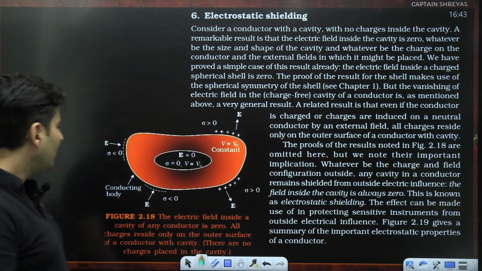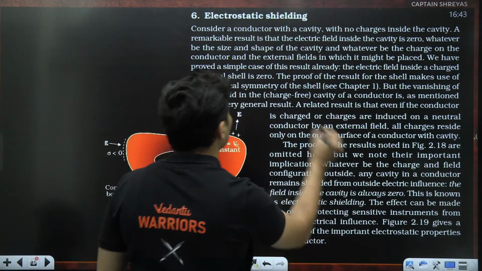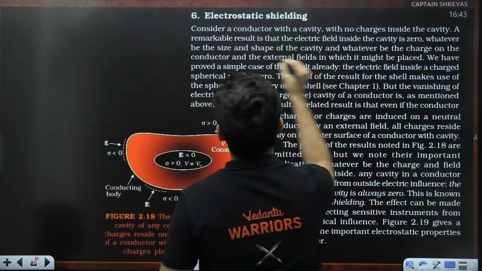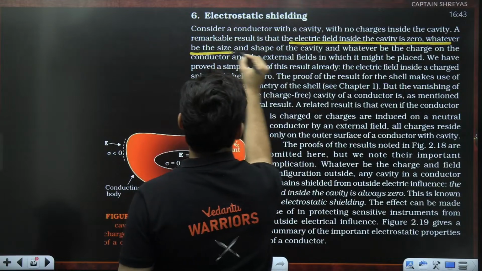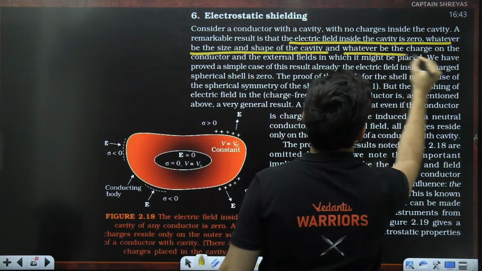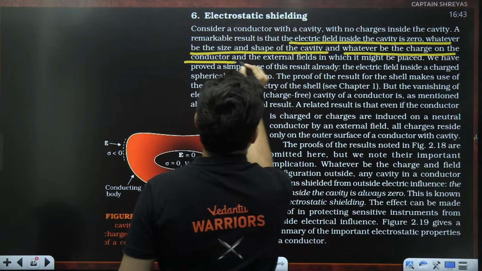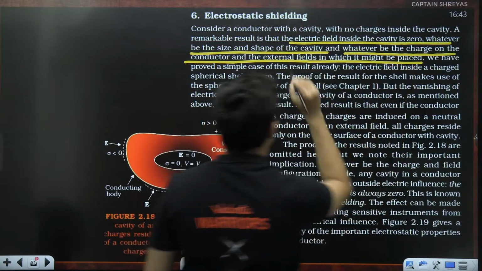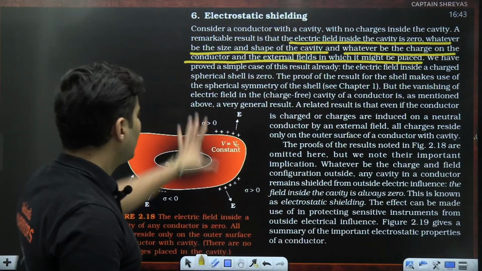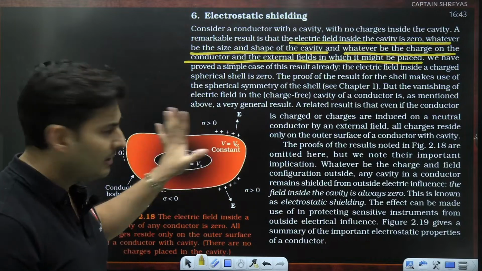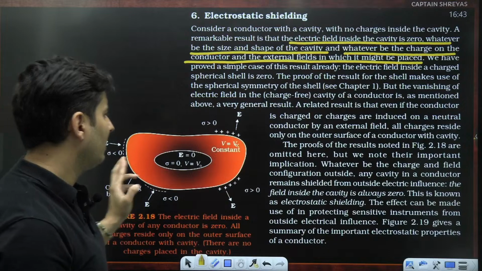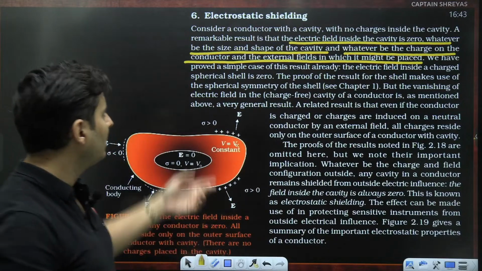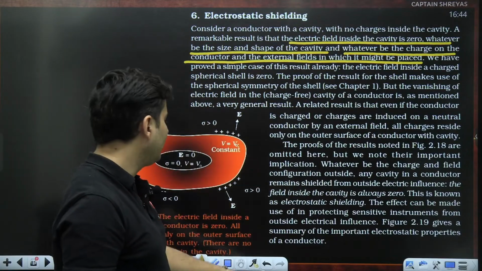So the main important result over here is the remarkable result that the electric field inside the cavity is zero, whatever be the size and the shape of the cavity, and whatever be the charge on the conductor and the external fields in which it might be placed. This is the most important line. Now I'll just explain this to you. The proofs of the results are omitted here, but we need to know the important implication. Again they say the same thing, guys.